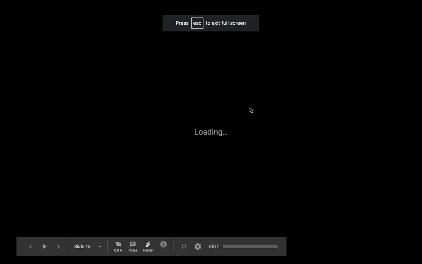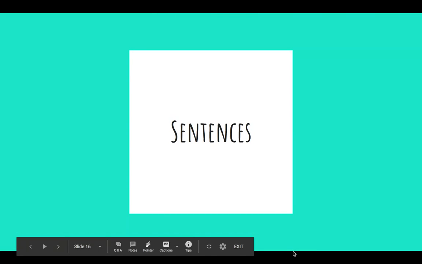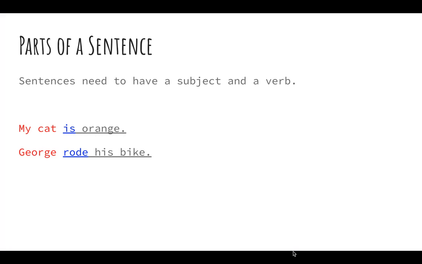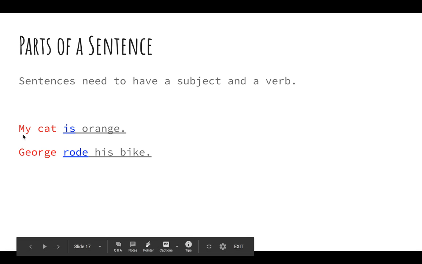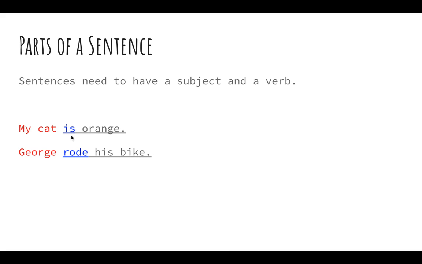So we've talked about all the parts of speech, and today we're going to move on to parts of a sentence. Sentences need to have a subject and a verb. You know that, that's really basic. My cat is orange. Your subject, my cat. Your verb is a linking verb. It's not an action verb. It's linking my cat with being orange. And this part of the sentence, is orange, that's your predicate. So we have my cat as the subject, is as the verb, and is orange as the predicate. So a sentence has a subject and a predicate.